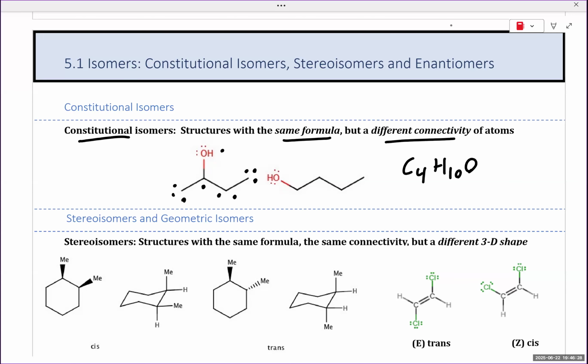C4H10O. The only thing that's changed is that in one structure, the alcohol is attached at the secondary carbon. In the second constitutional isomer, we have the alcohol attached at the primary carbon. Constitutional isomers have the same formula, but a different connectivity of atoms.